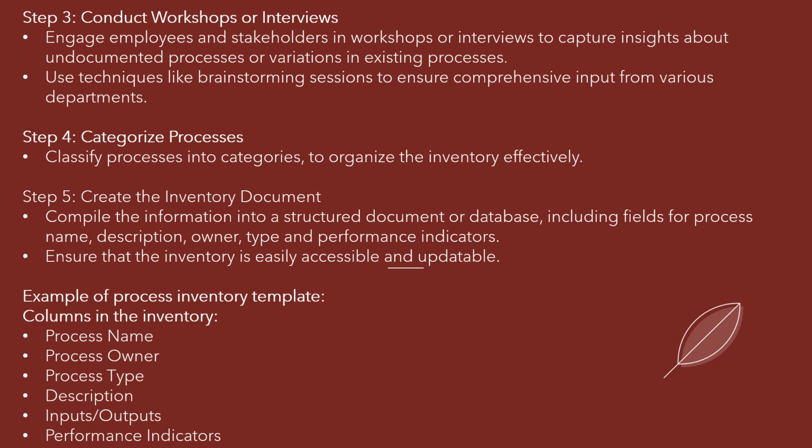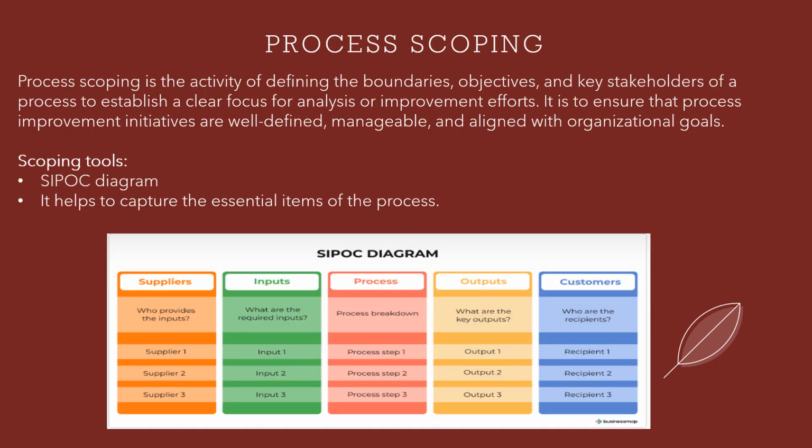Example of a process inventory template. The columns in the inventory are process name, process owner, process type, description, inputs, outputs, and performance indicators.